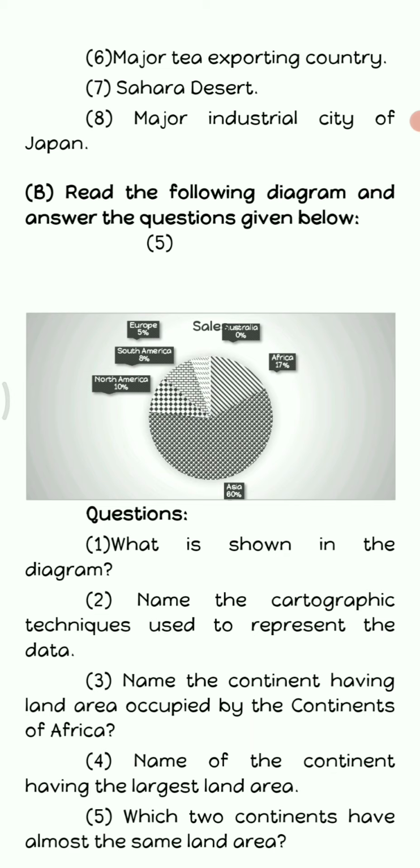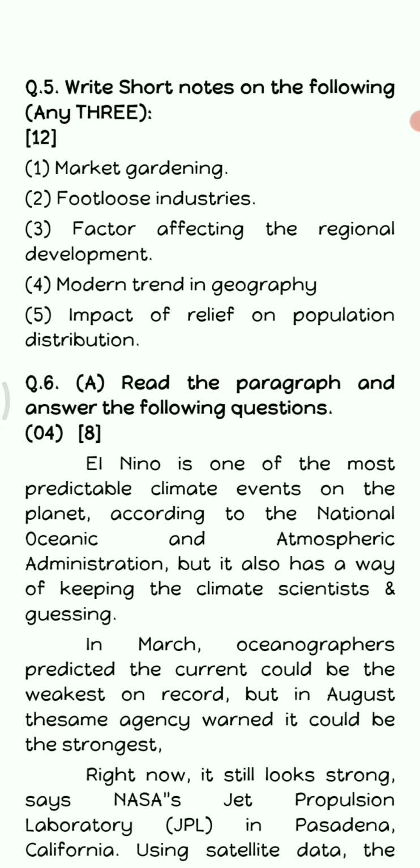Next is the major tea exporting country. Even this location is asked many times in the map. You should know where the Sahara Desert is, and the major industrial city of Japan. Next is question number B. In question B, you may get a pie chart, or you may get a bar diagram or some map. Based on that, you have to study the diagram, the figure, and then answer the questions. A total of 5 marks weightage is given and 5 question answers you have to write.